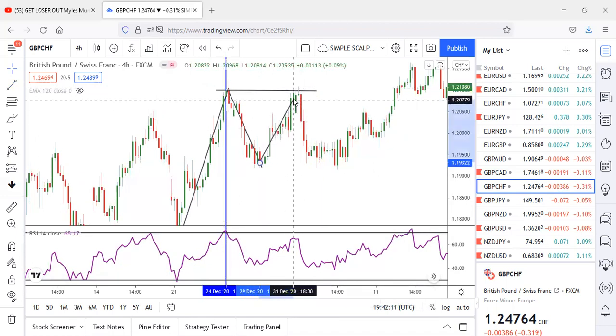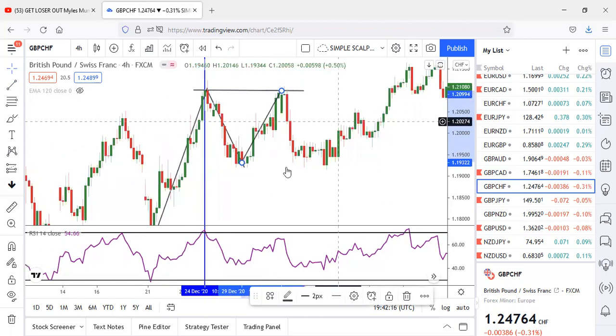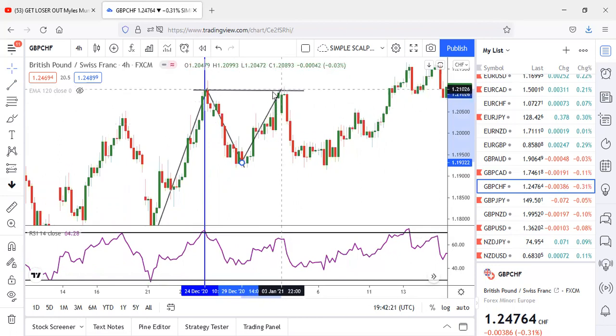So once price comes into this place, the moment price touches this place, that is when you want to take a look at your stochastic. Even before price touches this level, you want to start looking at your stochastic.